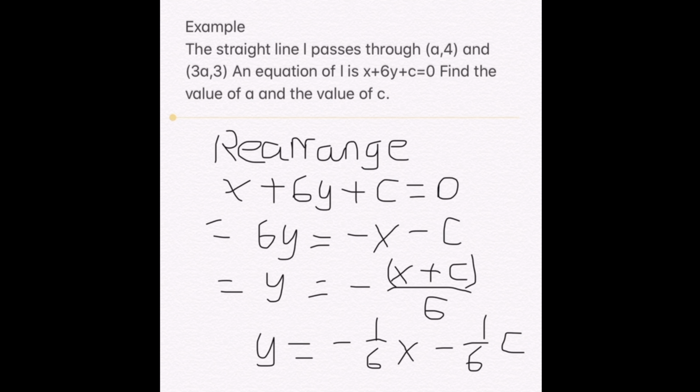Let's look at an example. A line is parallel to the line 6x plus 3y minus 2 equals 0, and we know that it passes through the point (0, 3). This is given, and we have to work out the equation of the line.